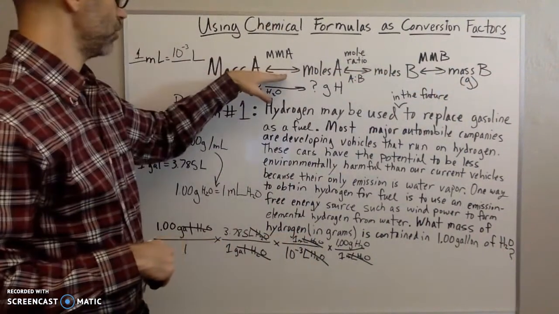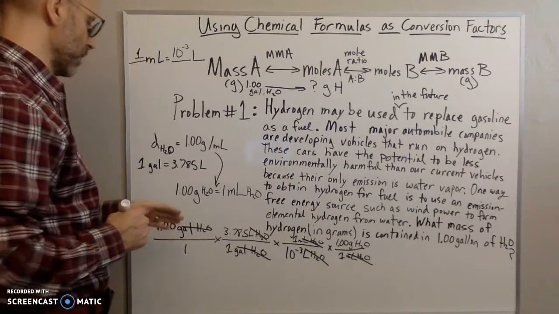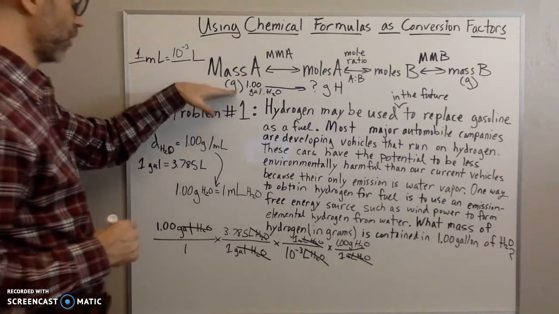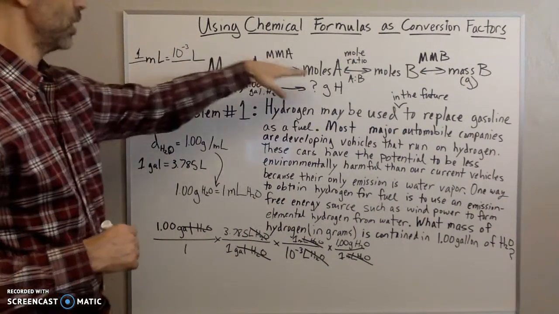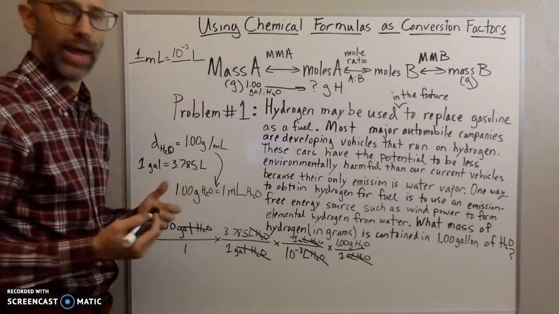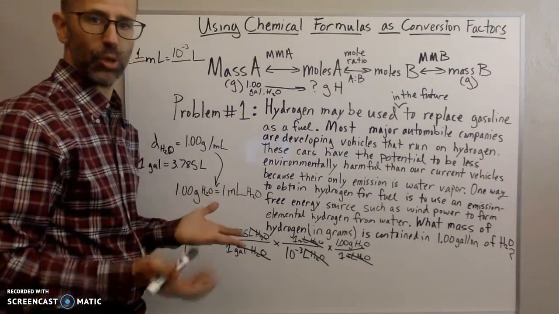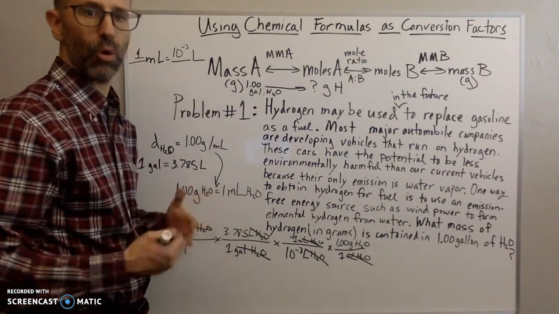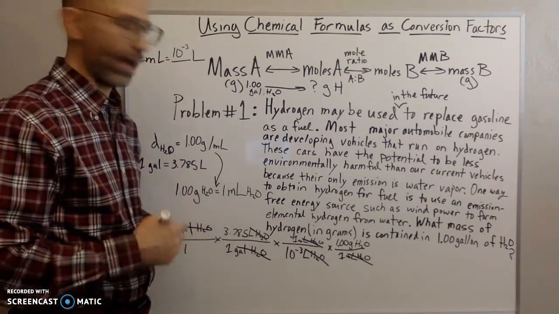So now all I do is I follow the steps. I have 3 conversions to do. First, I need to go from grams of water to moles of water. I'm going to use the molar mass. And the molar mass of water is 18.016 grams for every mole. You can find that by looking at the periodic table and figuring that out.